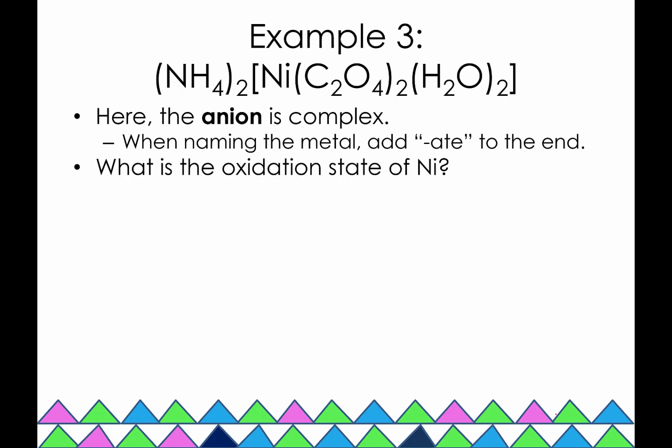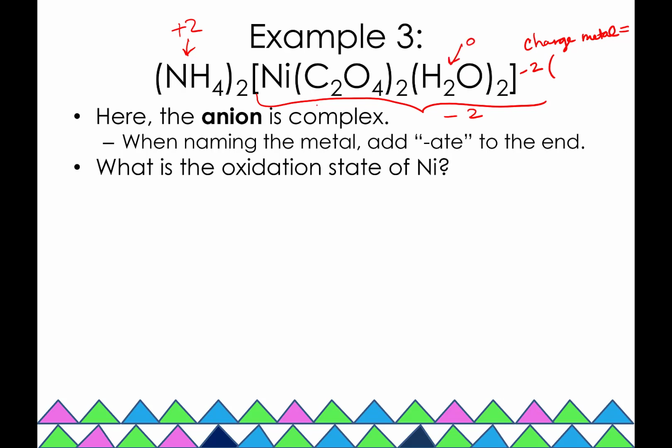Let's first find the oxidation state of nickel. So ammonium each has a +1 charge. So overall, this is +2. So that means that this is -2. So the charge of our metal is going to be the overall charge, -2, minus the charge of our ligands. So water is neutral, so this has a charge of 0.